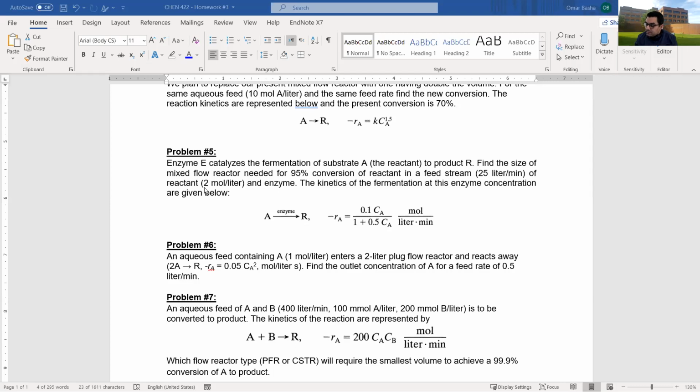Okay, so you're given a reaction A goes to R. You're given an initial concentration, 25 liters per minute. You're given a conversion of 95%. You're given also a volumetric flow rate, and you're given a bunch of kinetics. And you need to find the volume of the mixed flow reactor. Find the size. So let's translate all of this given onto the whiteboard here.